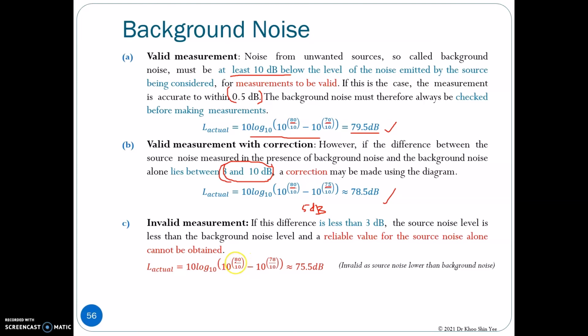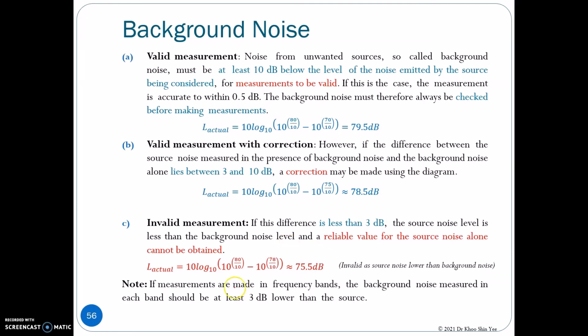However, if the difference between the total noise and the background noise is less than 3 dB, for example in this case the difference is only 2 dB, then the calculation that we obtain here will be invalid. This is because the source noise from the machine would be lower than the background noise, which is illogical in actuality. As a rule of thumb, if the measurements are made in frequency bands, the background noise measured in each band should be at least 3 dB lower than the noise source as well.